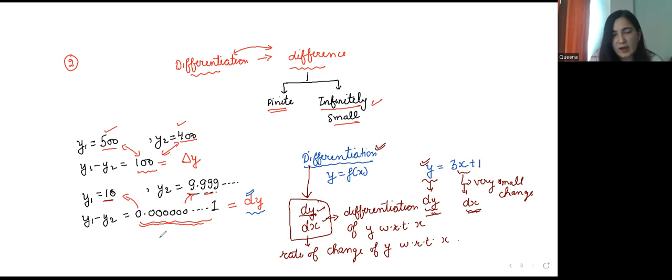Let us say I am writing here dz divided by dt. How do we read it? We read it as the differentiation of z with respect to t. So it must mean that z is a function of t. So if t changes, then z must also change. So with a change in t, what is the change in z? This is what differentiation is. I hope the concept is now clear to you.